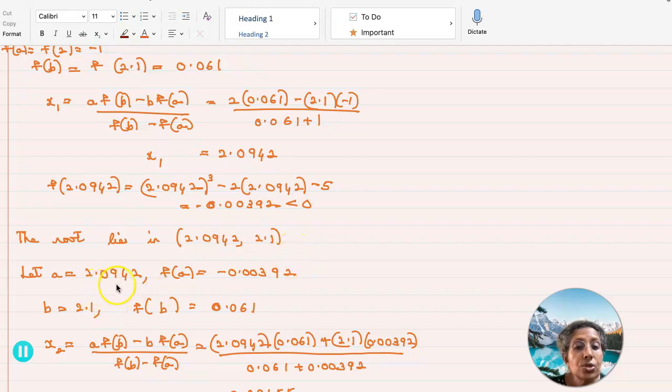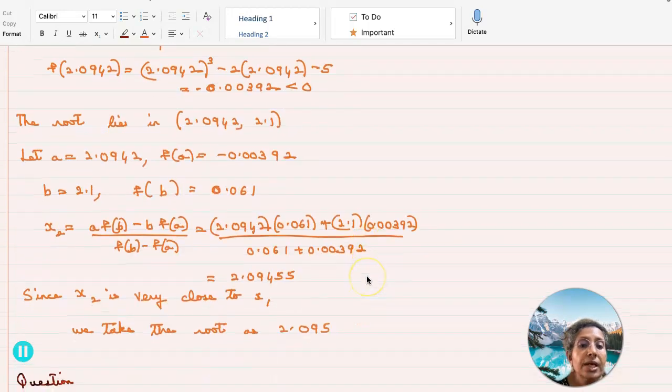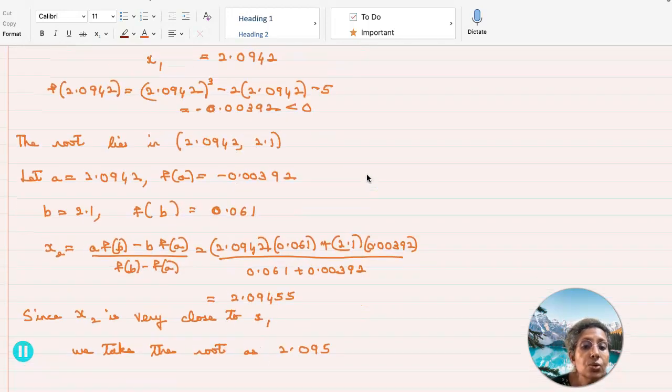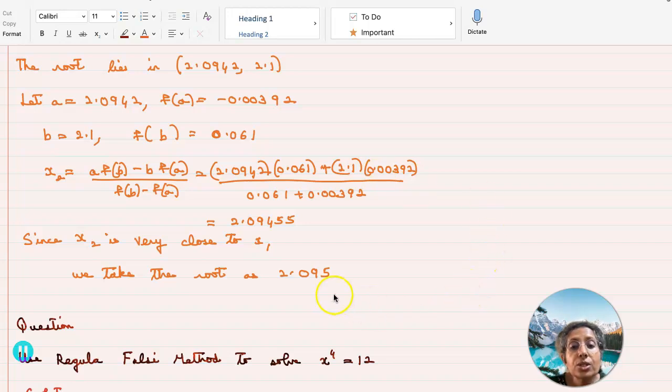Now you take a as 2.0942 and b as 2.1, and again we calculate x2 as (a f(b) minus b f(a)) by (f(b) minus f(a)). So this is the second approximation. And you get x2 as 2.09455. Now x2 is very close to x1, where x1 is 2.0942. So we take the root as 2.095.